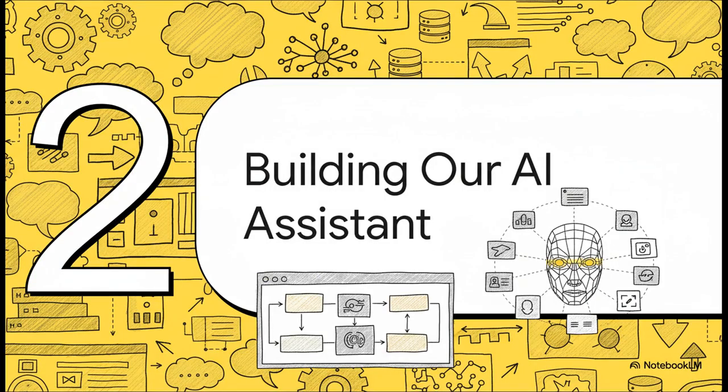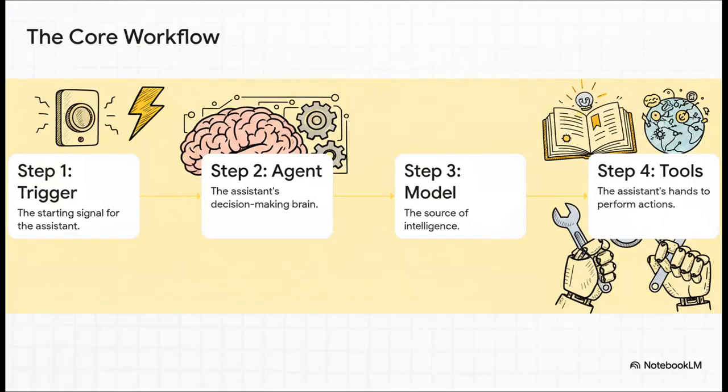Okay, enough talk. Let's get our hands dirty and actually build this thing. We're starting with a totally blank canvas inside N8N, and we're going to put our AI assistant together piece by piece. So every automation like this has a basic structure. Ours is going to have 4 main parts. Just think of it like building a person, right?